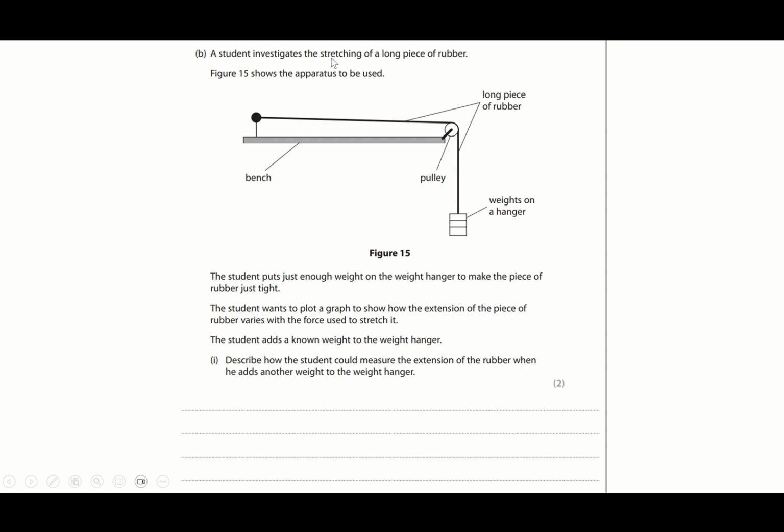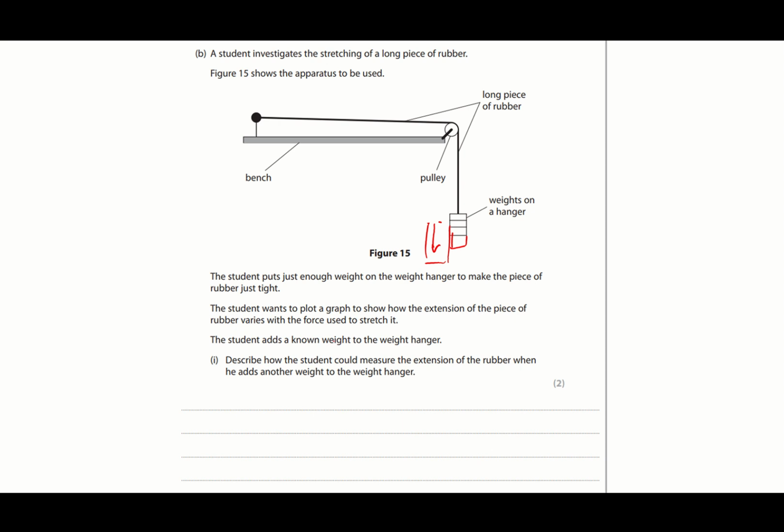Next one, the student investigates stretching a long piece of rubber. Here we go. So there's the rubber. I've got a pulley. We're going to dangle some weights on. When I add the weights, this piece of rubber is going to get stretched and go a little bit lower. So you can imagine, hang another weight on there, and this will end up going a little bit lower. They put just enough weight to make the rubber just tight.